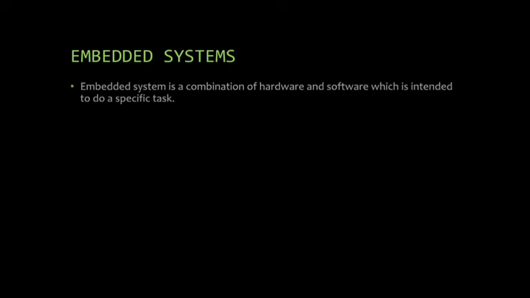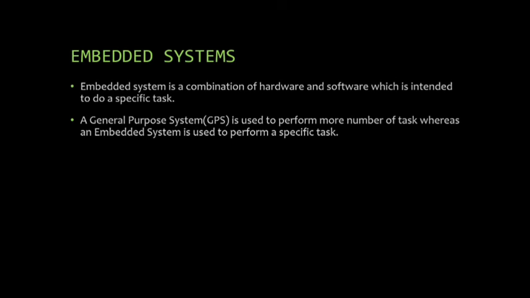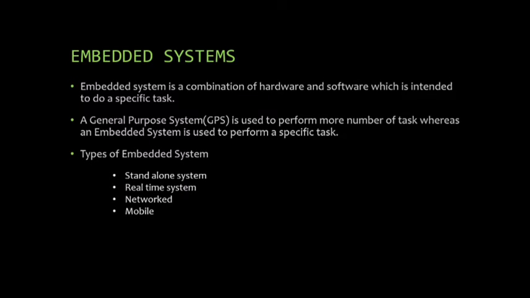First, we are going to see about embedded system. Embedded system is a combination of hardware and software which is intended to do a specific task. The difference between general purpose system and embedded system is that embedded systems are used to perform a specific task, whereas general purpose systems are used to perform a larger number of tasks. Types of embedded systems are standalone system, real-time system, network system, and mobile system.